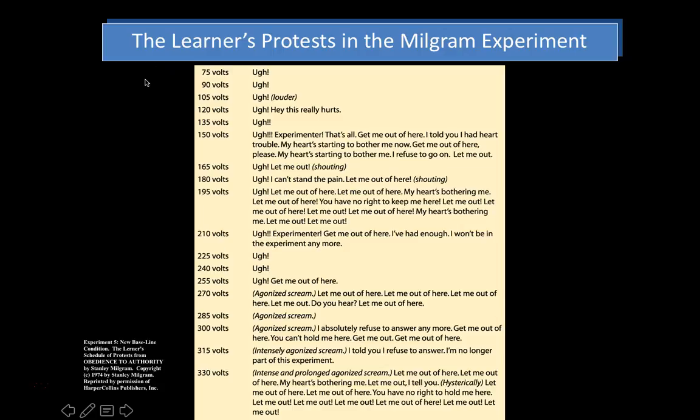The learner misses a few questions. He starts with 15 volts, goes to 30 with the second. The teacher whacks him with 45 volts for the third, 60 volts for the fourth mistake, etc. At 75 volts, the learner goes, oh, when he makes a mistake. When he gets a 90-volt shock, oh. And as the shocks get more and more intense, we get these scripted sets of protests, which sound very real.